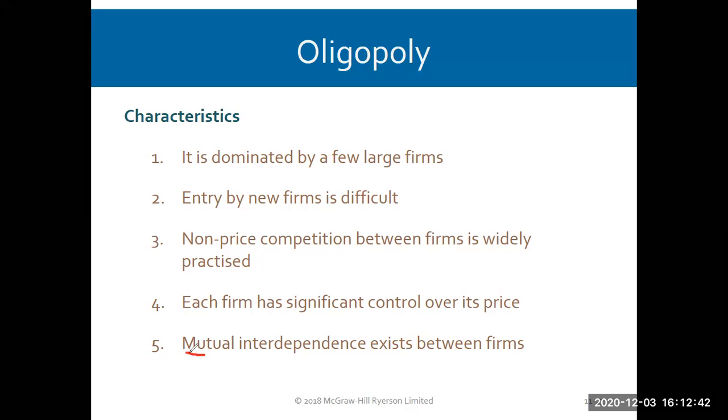Probably the strongest characteristic of oligopoly is a mutual interdependence existing between firms. In other words, one firm is constantly looking over its shoulder at what the other firm is going to do. And this distinguishes an oligopoly probably more than all the other traits, where one firm is very much concerned and makes its own plans based on what it thinks other companies might be wanting to do.